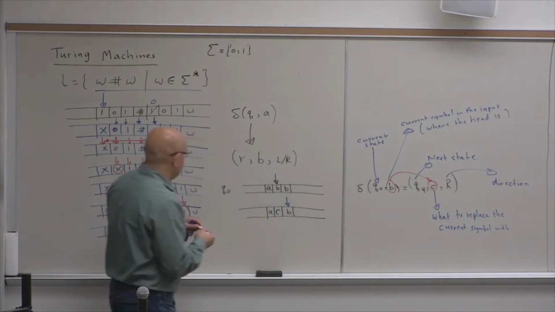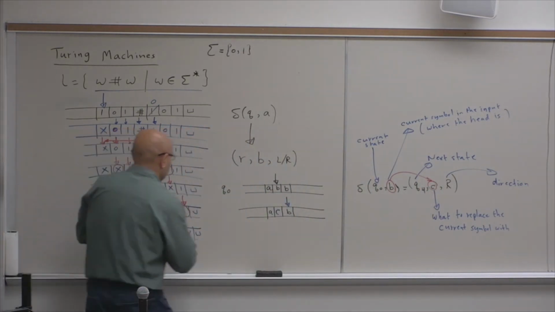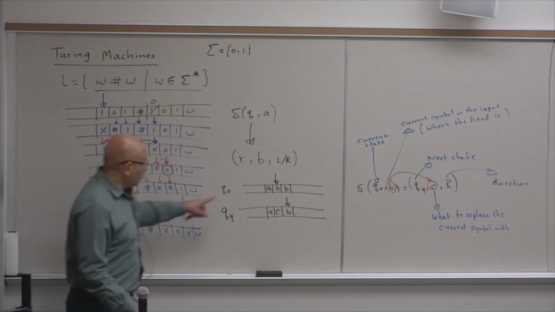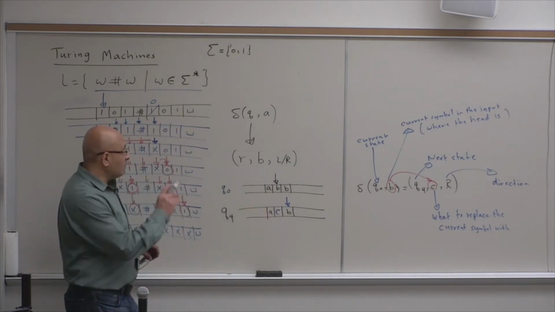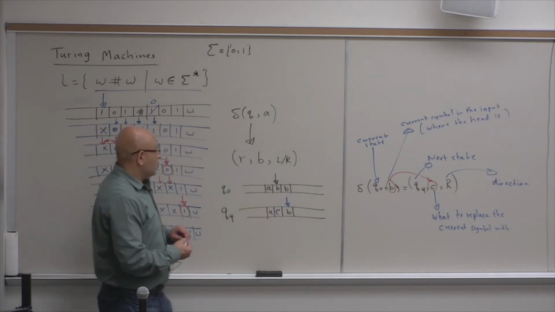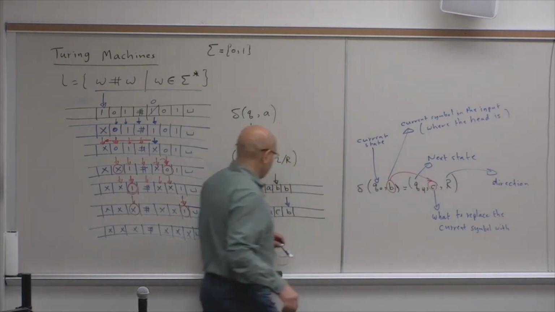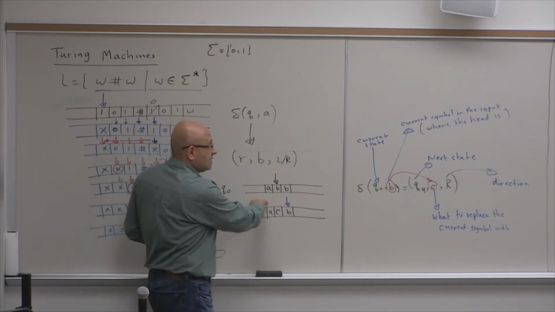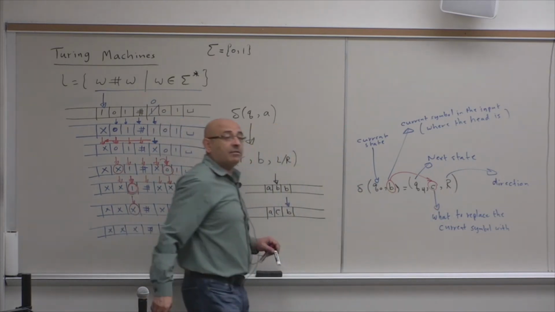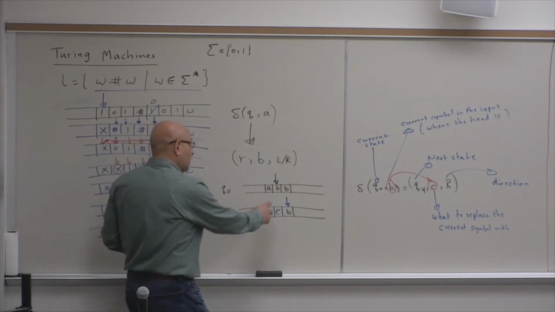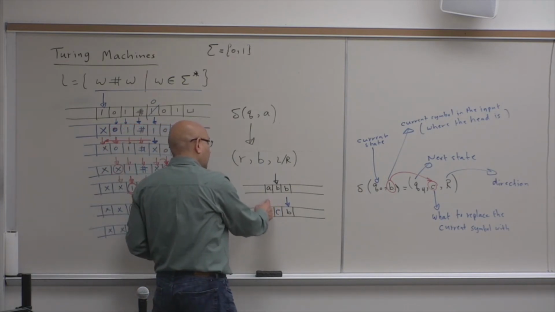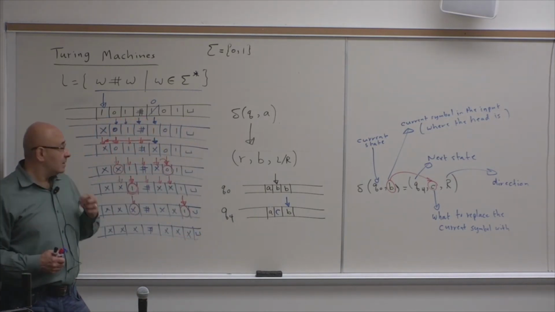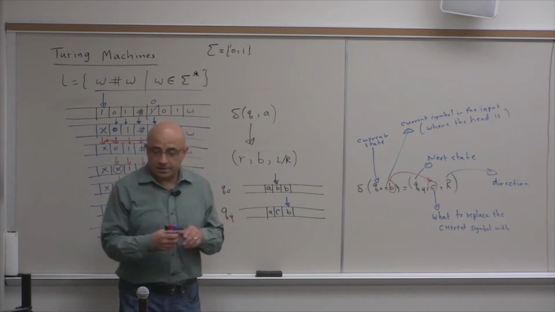So it basically says change the state to Q4. Your state becomes Q4. Your B becomes a C. And move the head to the right. So if this had been an L instead of an R, we would have moved the head to the left, and we would have put the head here. Okay? So this is how it works.